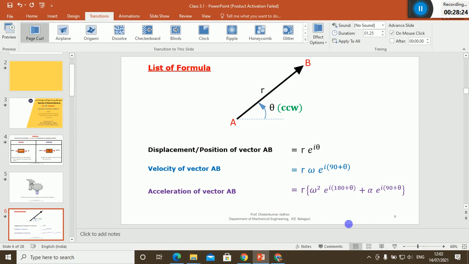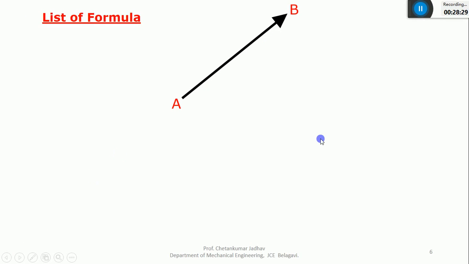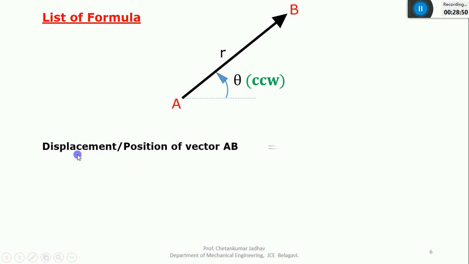And before that, this is the vector AB having length r, and it is making theta in a counterclockwise direction with respect to the positive real axis. And you have to measure the angle where there is a tail of the vector. The reference is the tail of the vector and the positive real axis. As I said, the displacement or position of this vector AB is denoted by r into e raised to I theta.